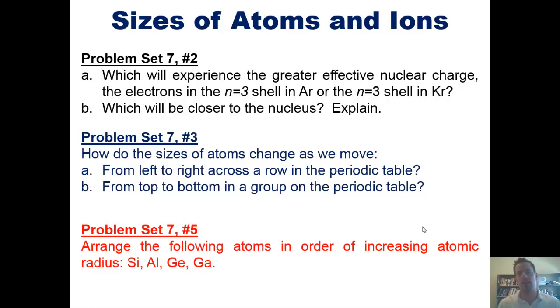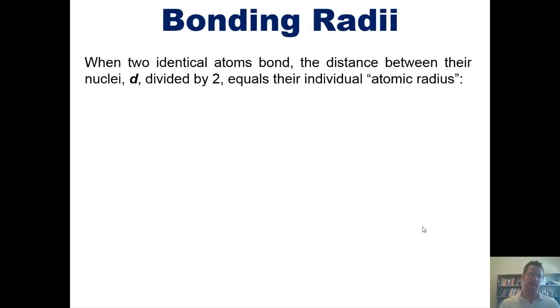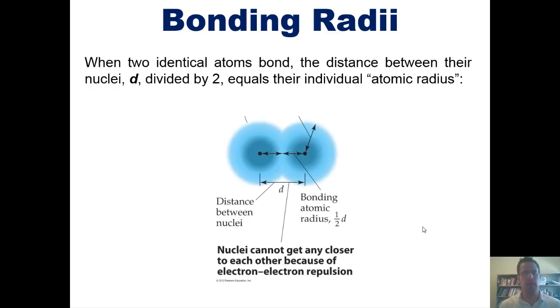That takes us to our next subject, that of bonding radii. When two identical atoms bond, as seen in this cute little picture, the distance between their individual nuclei, d, divided by 2, equals their individual atomic radius.